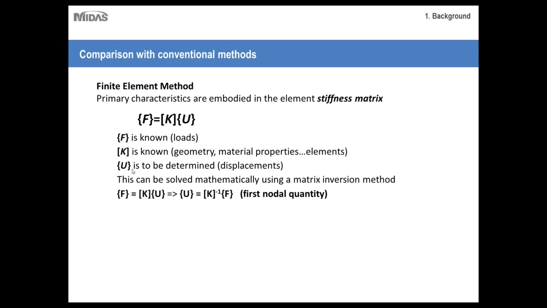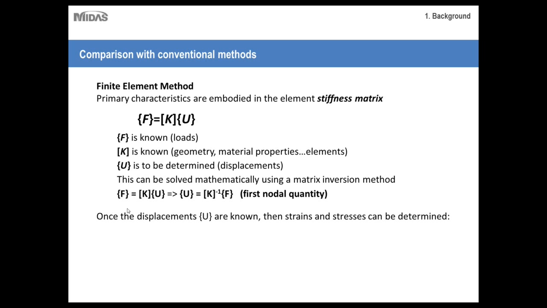So U can be solved by using the matrix inversion method. F equals K times U becomes U equals K to the negative 1 times F. That's how you determine your first nodal quantity. And also keep in mind that these stiffness matrices become more and more complex and more detailed with larger geometry and larger scopes of projects.